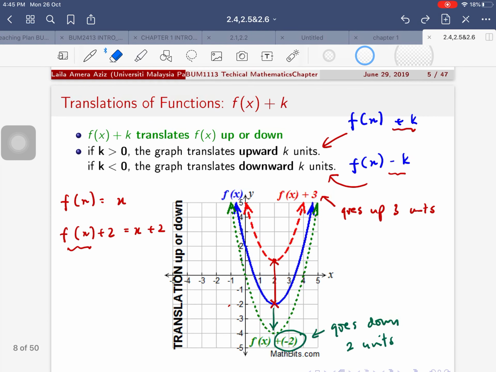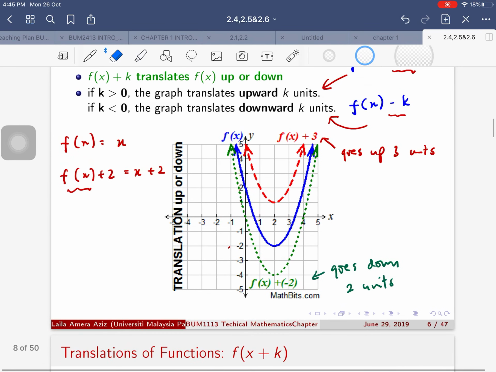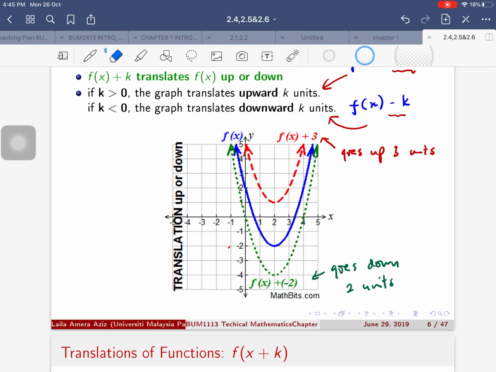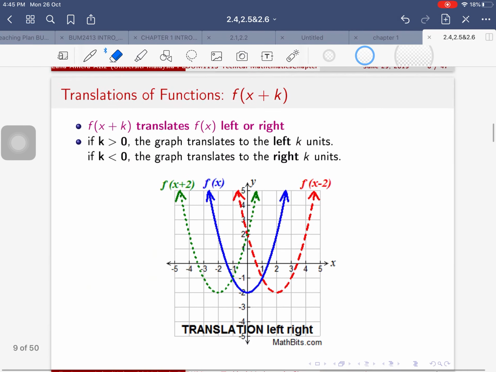Okay, so let me clean this. But not that one though. I'm going to clean here and this as well. Other than that, let's just leave it there.